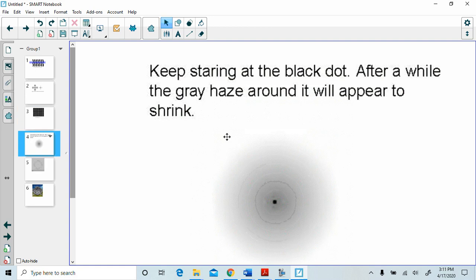So this one here says, keep staring at the black dot. So this dot here in the middle. After a while, the gray haze around it will appear to shrink. Okay, so if you do that and you really stare at that middle black dot, you will notice that the surrounding colors start to fade away.